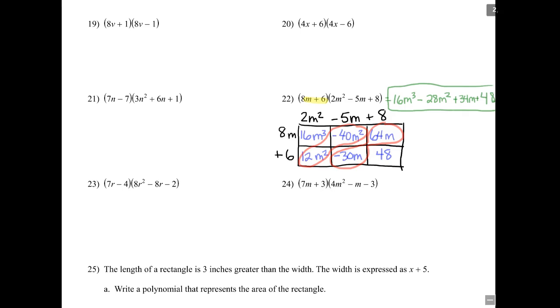Okay, and that, ladies and gentlemen, is how you use the box method. Some of you might like that method a lot more than double distribution, but it's still the same thing.